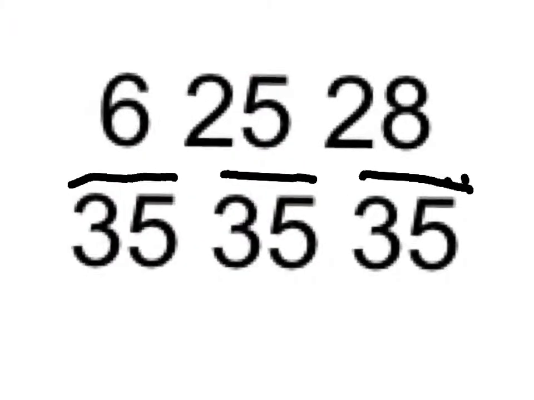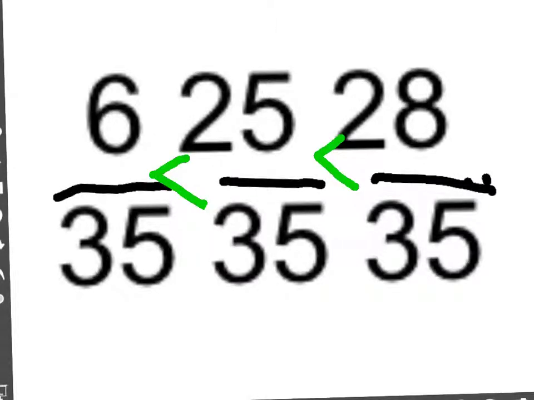6 35ths, 25 35ths, and 28 35ths are our new fractions. 6 35ths is less than 25 35ths. 28 35ths is greater than 25 35ths. So you just had to put the fractions in order from greatest to least, or least to greatest, or whatever way you're comparing them. And then you had to figure out what they used to be, and then you'll have them in order.